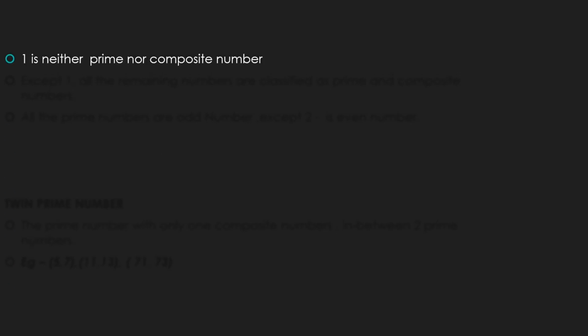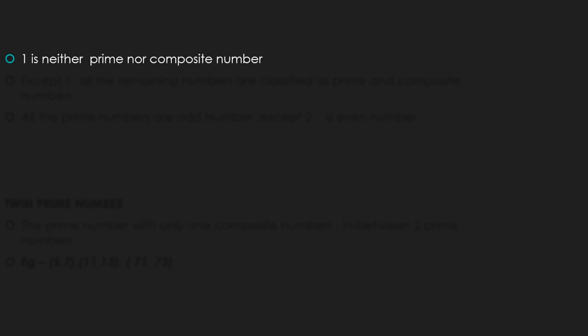Why? This is because it does not have more than two factors. It has only one factor. This is because 1 is divisible by only 1. No other factors are there to divide this 1. So 1 is neither a prime nor a composite number.